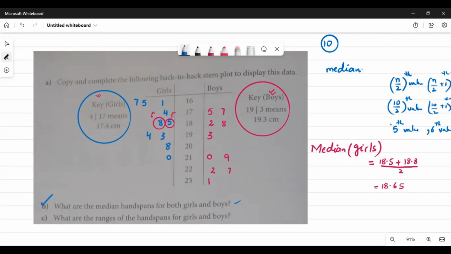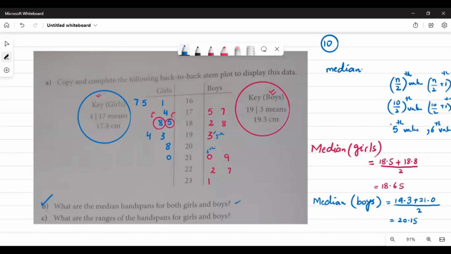Now, if I want to find the median for the boys, my data is this one, arranged from least to greatest already. So 1, 2, 3, 4. This is my fifth value and this is my sixth value. Clear? So my fifth value is 19.3 and my sixth value is 21.0, divided by 2. If I add them and divide by 2, I am taking the average of them. So that is 20.15.